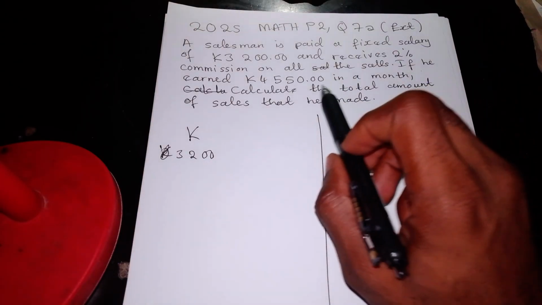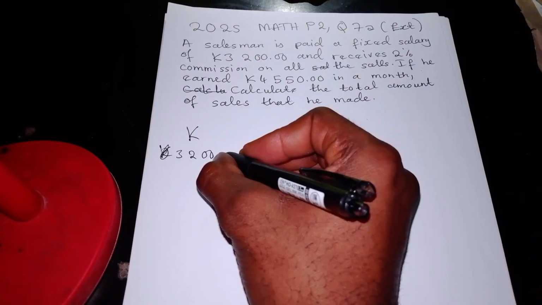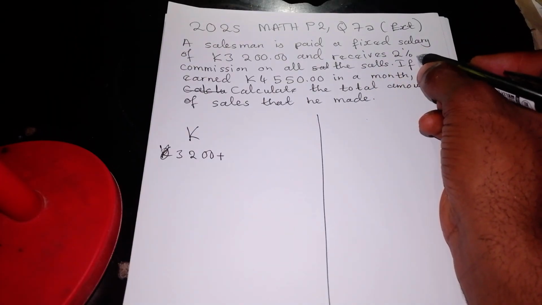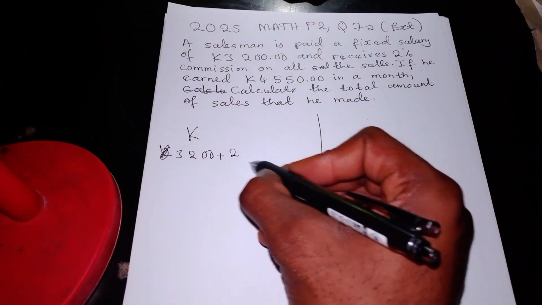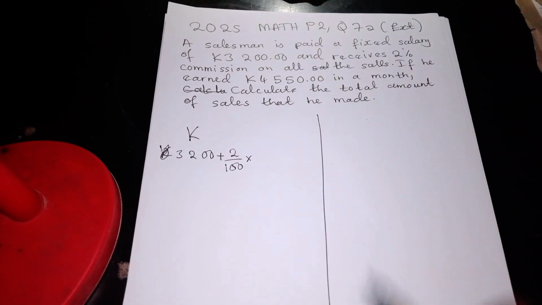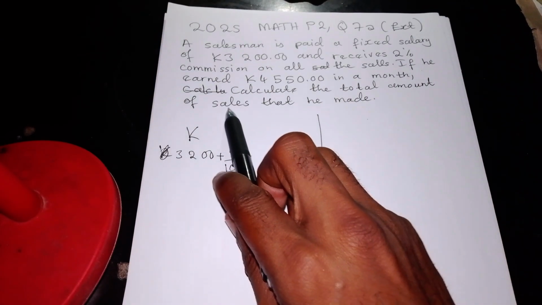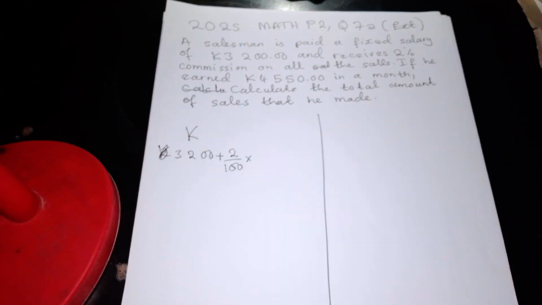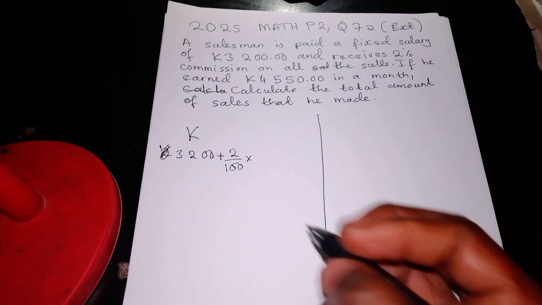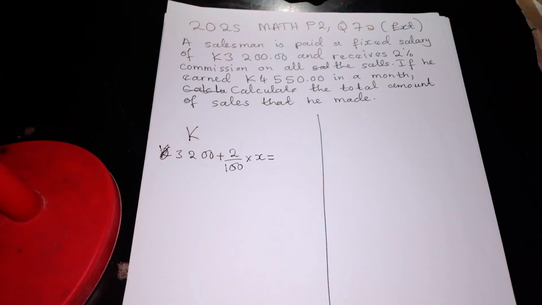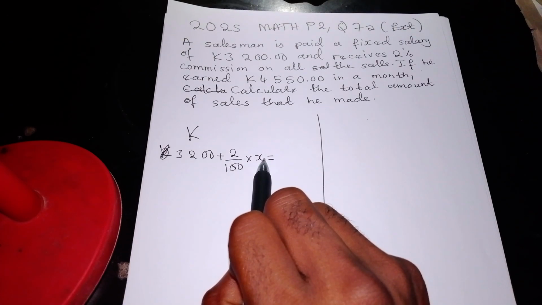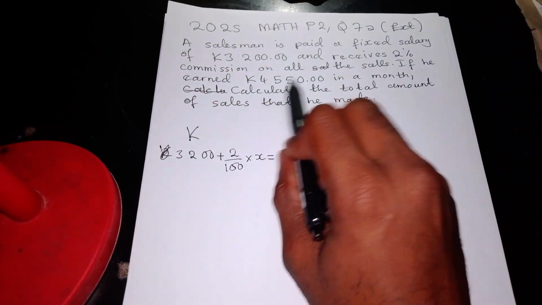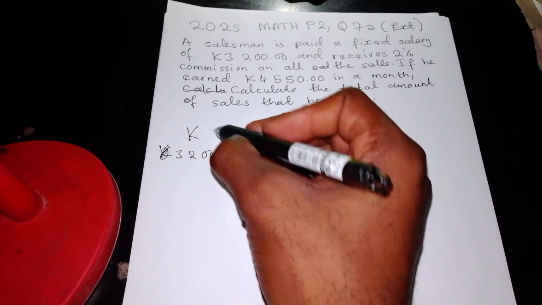And the "and" here tells you that you are adding, and she receives 2% commission on all the sales. So 2% means 2 over 100 of all the sales. But then we've not been told what the sales are. This is what we want to find. So instead of saying sales, we can just put x. And after you add the fixed salary plus the commission, you should get this amount.